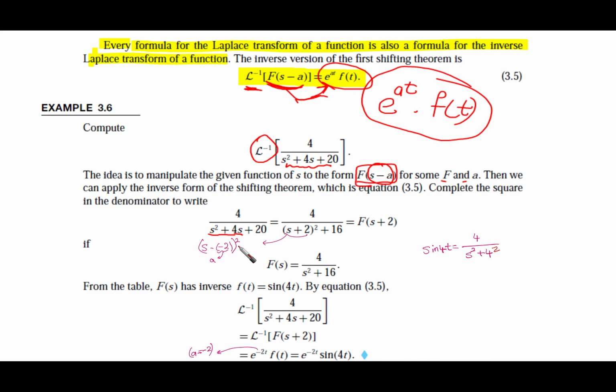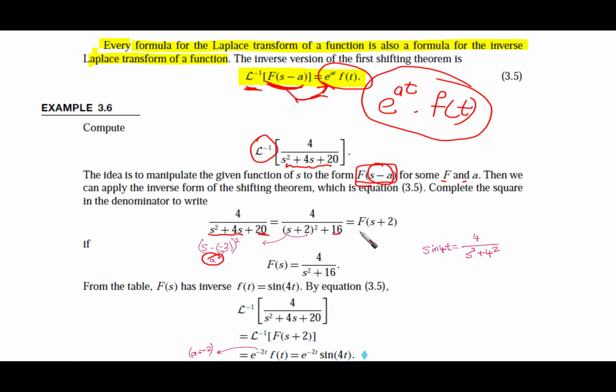I'm going to put it here: s plus 2 raised to the power 2. And of course, if you are going to expand this, because it's raised to 2, you're going to find there's a 4 here. So the last term, instead of 20, should be 16, right? Then a is going to be minus 2.